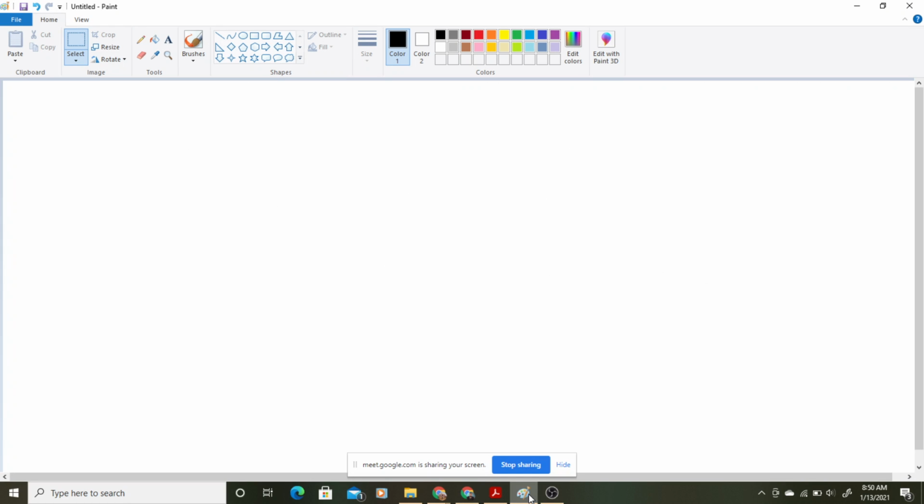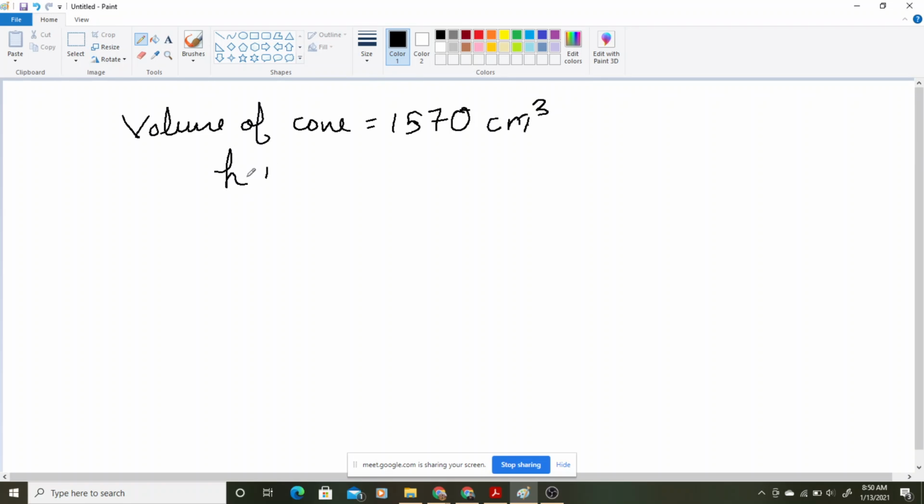The question is, if we are given the volume of a cone, this time 1570 centimeter cube, and its height is given as 15 centimeter, then what will be its radius? What will the radius be?